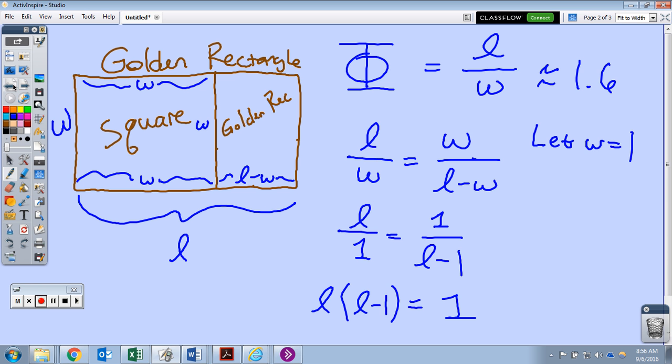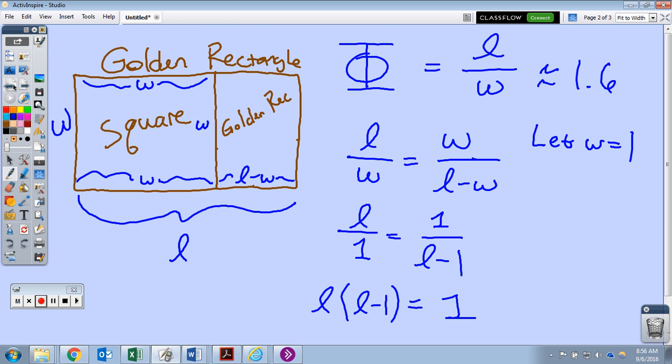That's what makes it a golden rectangle. So if we continue that process, if I cut out another square, then that rectangle that I made here would be another golden rectangle, to where its proportions are the same as this one's, which is the same as this one's. So when I say that two rectangles are proportionate, does that make sense?